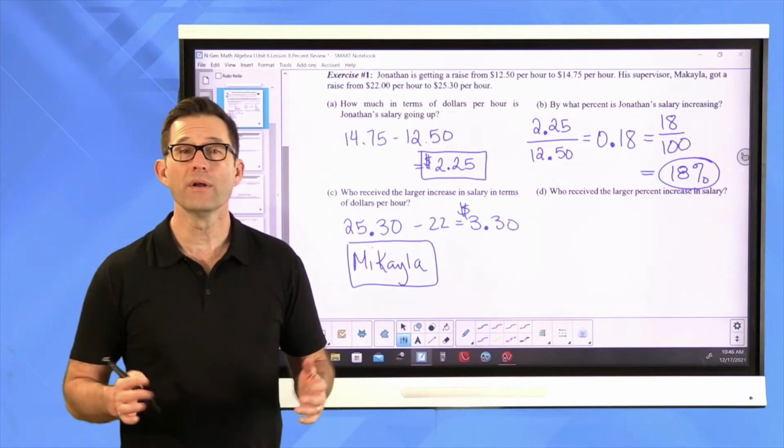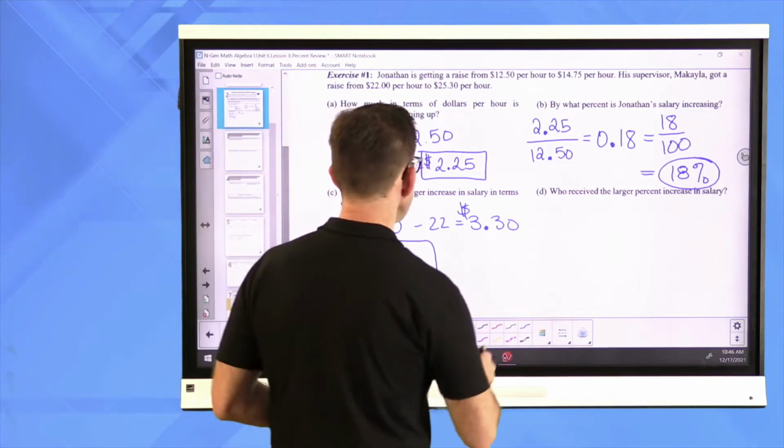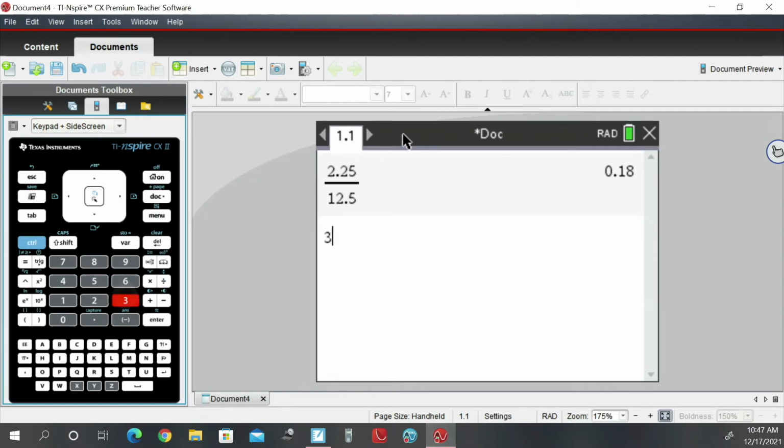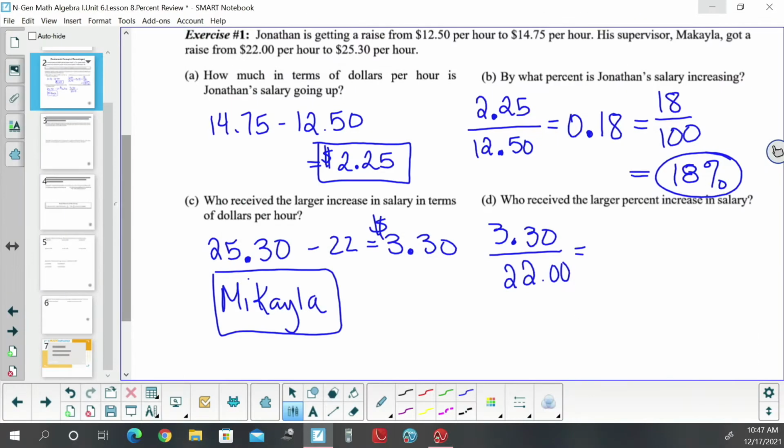All right, well, we're going to do the same thing for Michaela that we did for Jonathan. We're going to take the raise that she got, which was $3.30, and divide it by her original salary, which was $22. I'm going to figure out what that is in terms of a decimal. 330 divided by 22 gives me 0.15, which is the same as 15/100ths, which is the same as 15%.